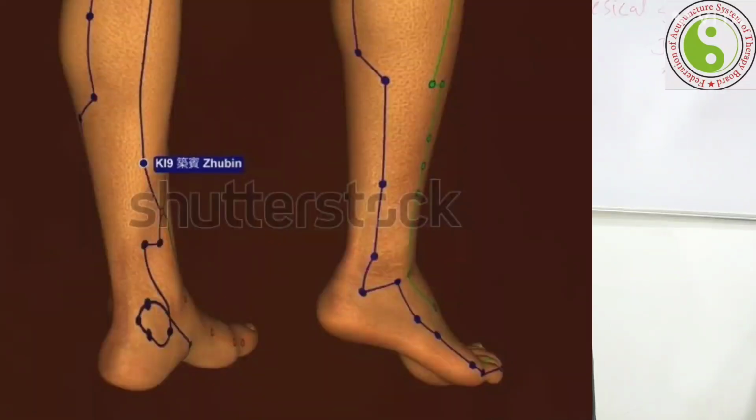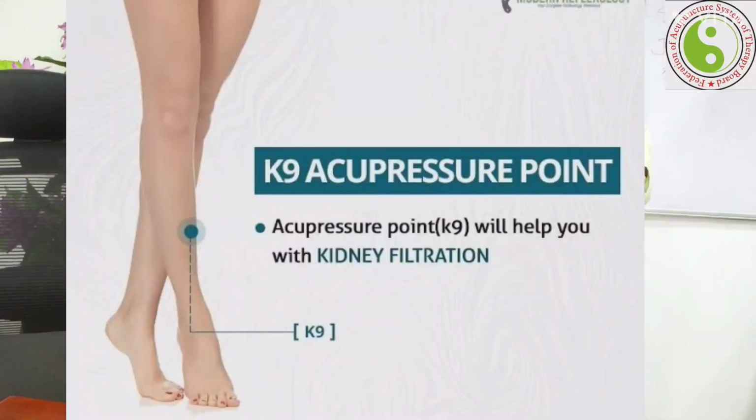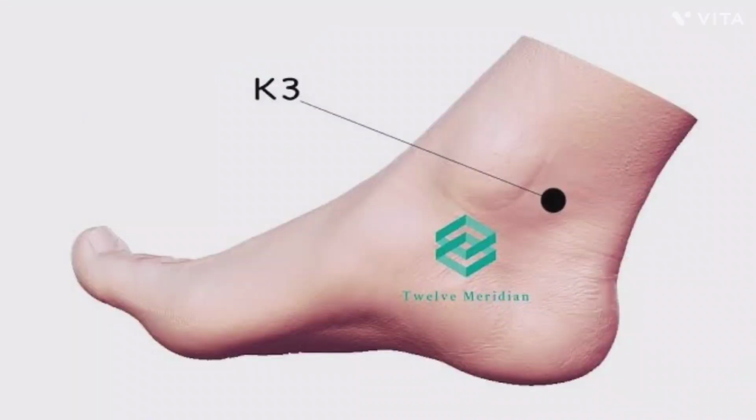But K9 is known as Zhubin. Yes, there is a guest house. Where is the guest house located? The K9 point is 5 chun proximal to K3, and 2 chun anterior to the posterior border of the tibia. In simple language, remember: 5 chun directly vertically above K3, this point is located, and it's called Zhubin.